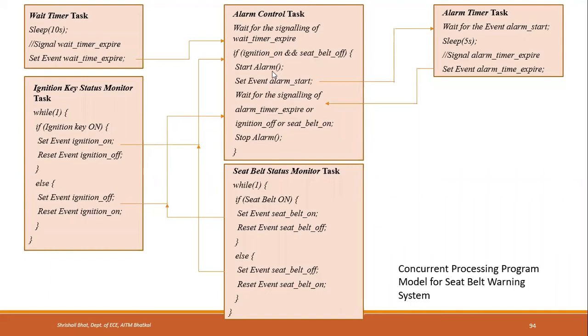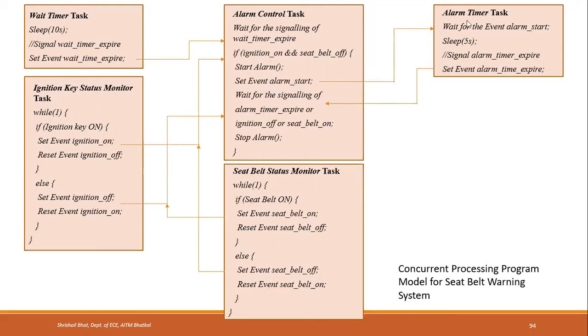Okay, start the alarm. It's a function to start the alarm. Then to start the alarm, you have to set the event alarm start. After setting the event alarm start, you have to wait for 5 seconds, which means the alarm should run for 5 seconds.